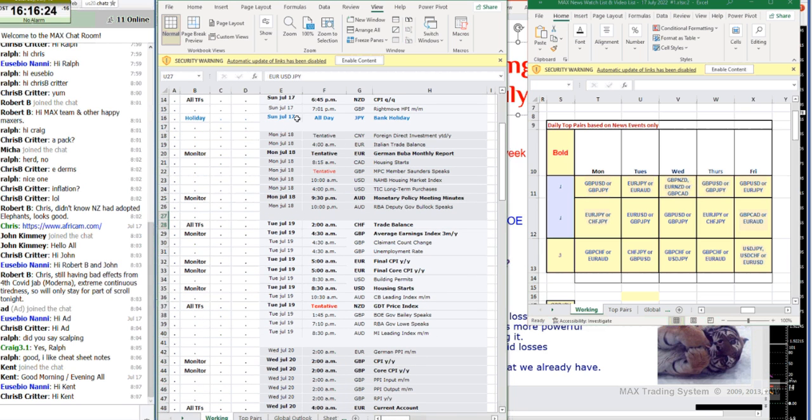What we've got on Sunday is the Kiwi. And nothing on Monday, nothing apart from monitoring on Monday. Okay, so we will have the Euro Kiwi, Pound Kiwi. Then the Pound Yen, Swiss Yen.